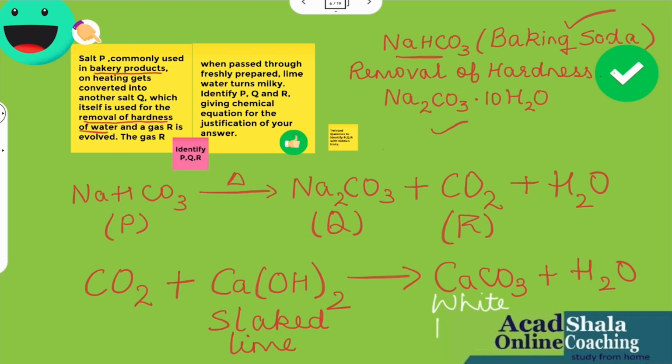And this is the precipitate formed. Always remember, children, calcium carbonate is white in color and the precipitate formed. Now, you also should know the names of this calcium carbonate. We have so many names of this calcium carbonate: limestone, chalk, marble.